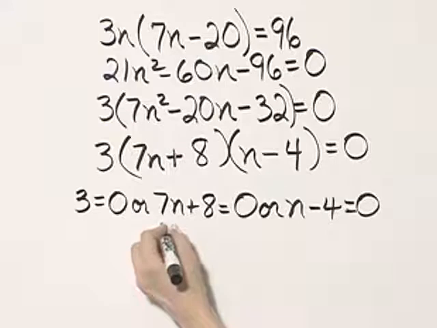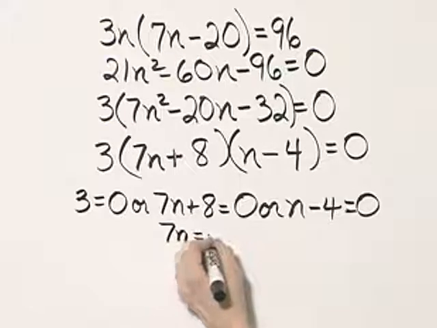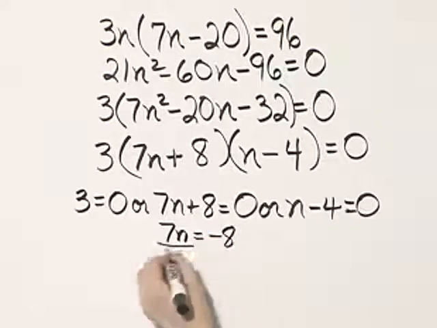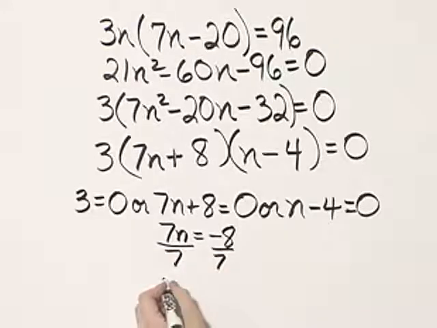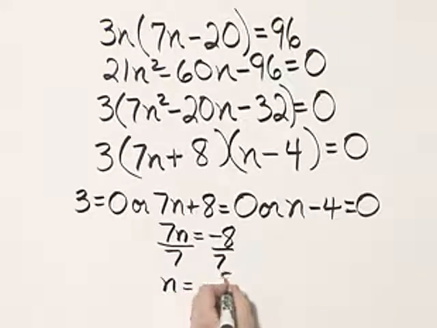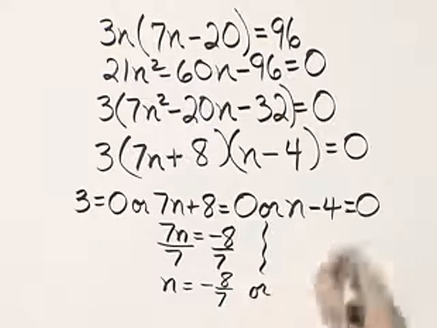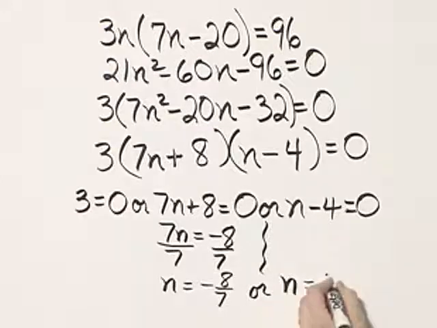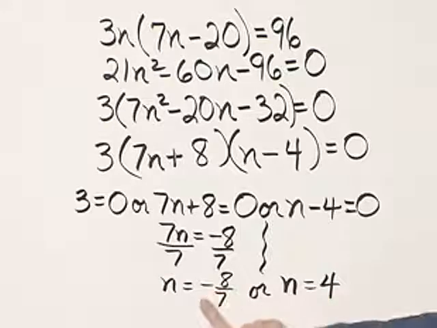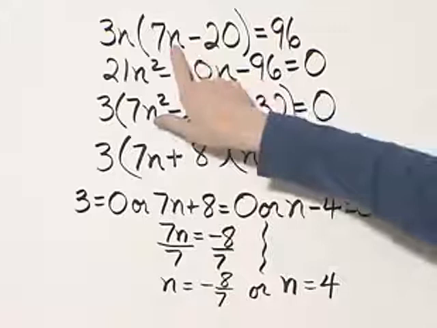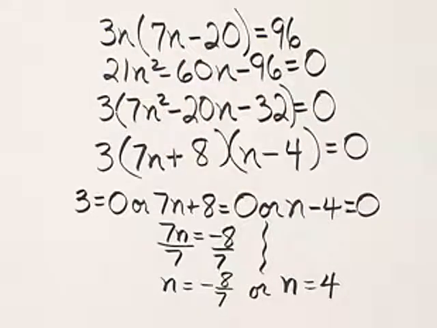I'll subtract 8 from both sides, and I'll have 7n is negative 8, and then divide both sides by 7, and I'll have n is negative 8/7, or, and here I'll add 4 to both sides, and I'll have n is 4. So I have two solutions. 4 is a solution. Also, negative 8/7 is a solution. Check by replacing n with 4 in the original equation, seeing that a true statement results. The same thing for negative 8/7.